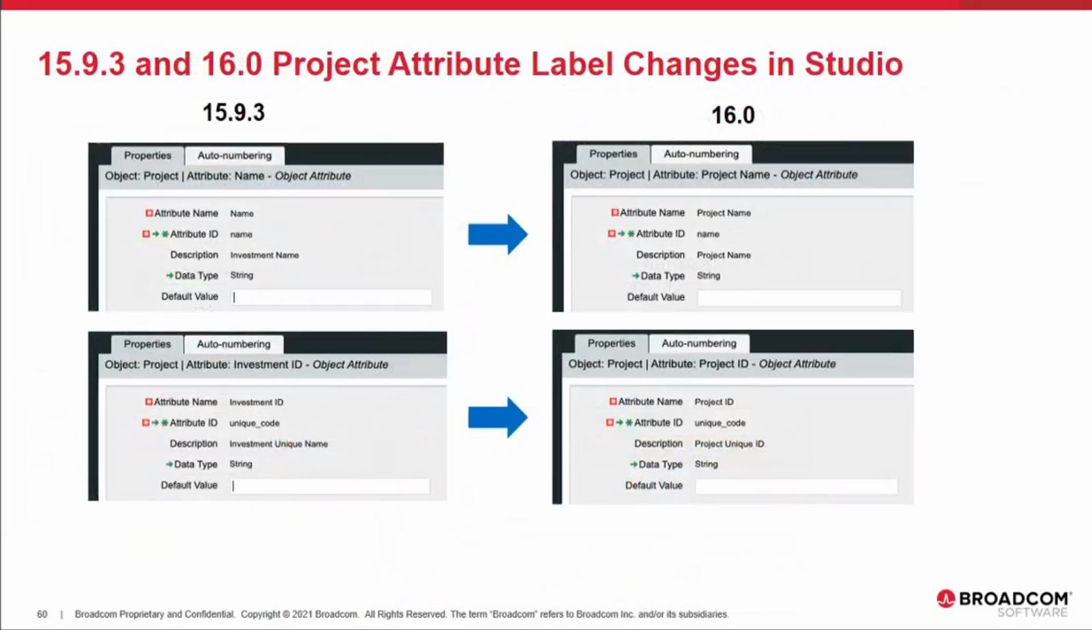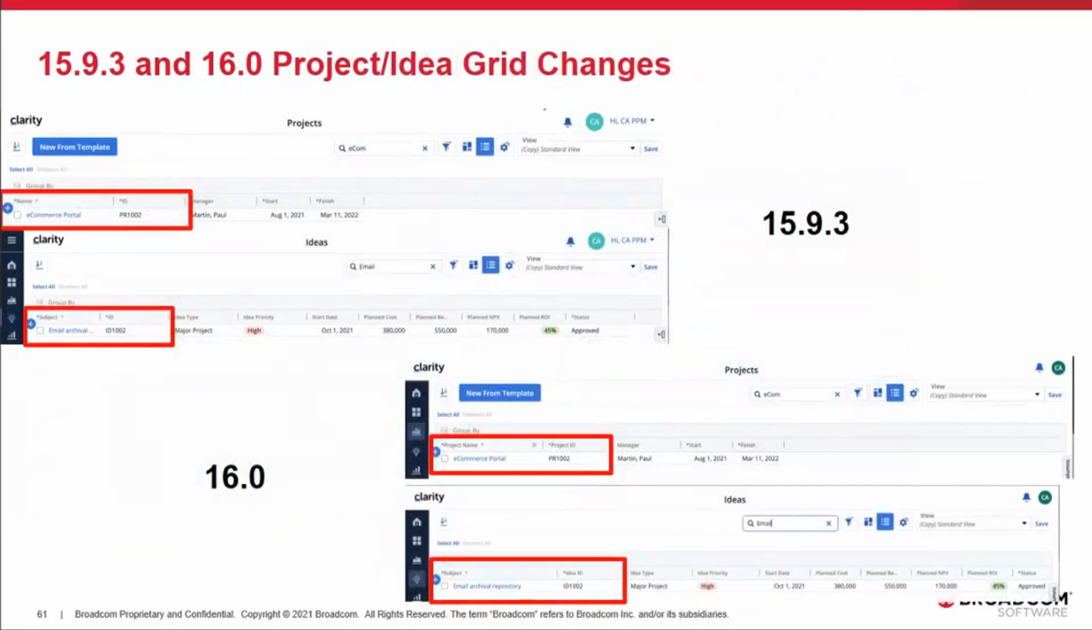As part of addressing this, you can see the standard names that we've done. For the project that used to be just called name, we have now renamed it to project name. And for investment ID, we call it project ID for the project object only. Here is the screenshot that displays how it'll appear in the modern UX grid layout, where the project name and the subject name will be displayed.